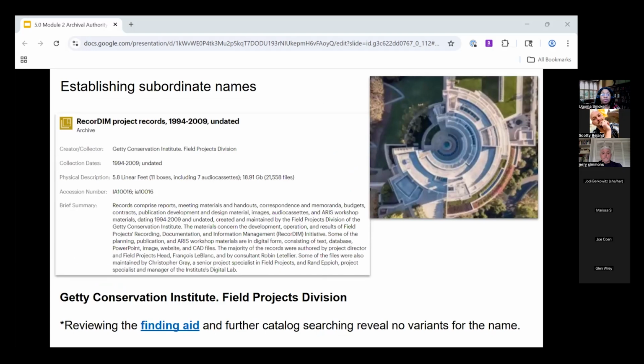Using the example of the Field Projects Division, we determined that elements of the name of the specific unit of the Getty Conservation Institute imply subordination as it contains the word division. According to RDA rules, we establish Field Projects Division subordinately to the Getty Conservation Institute. So Record DIM, Project Records, 1994 to 2009, undated, is the finding aid title that warrants the new corporate body name, Getty Conservation Institute, period, Field Projects Division.